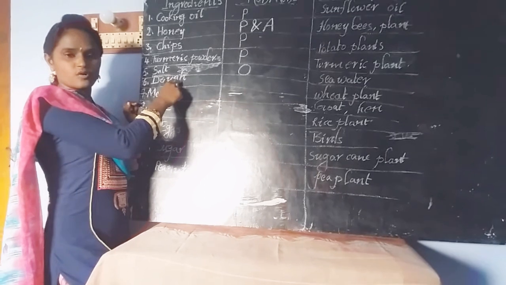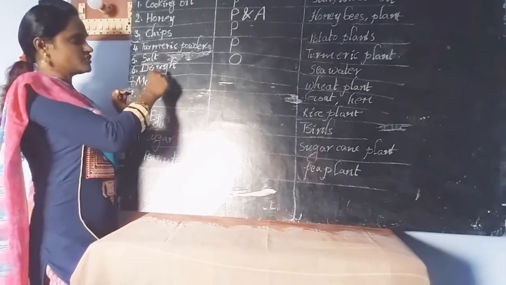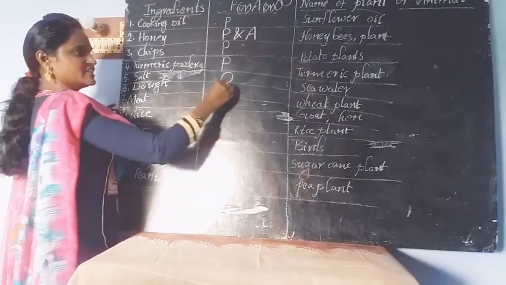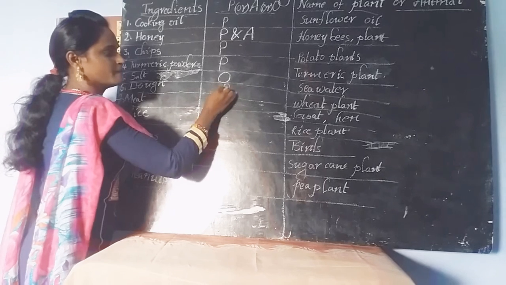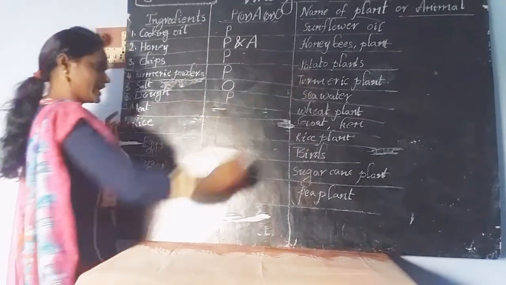We get wheat flour from the seeds of wheat. Most of the doughs we get from wheat plants, meaning we are getting dough from plants. Which kind of plant are we getting it from? From the wheat plant.